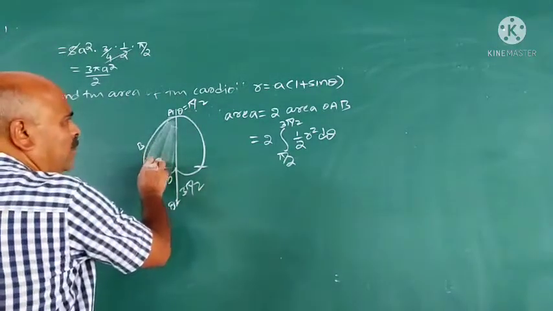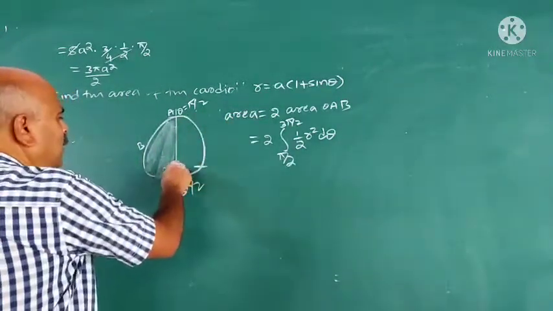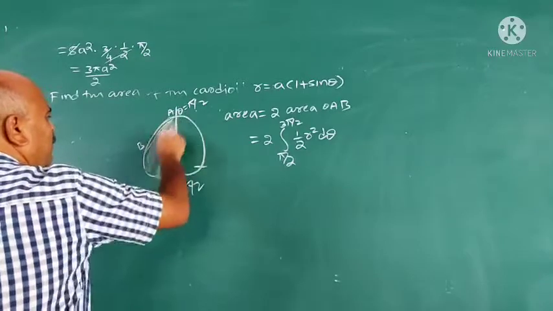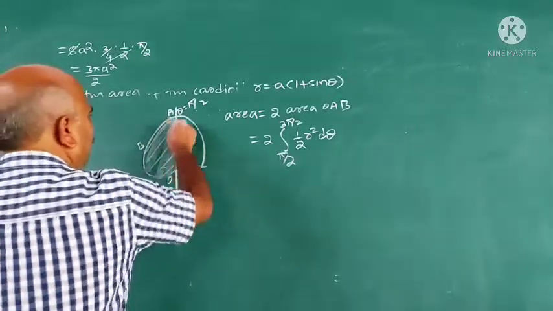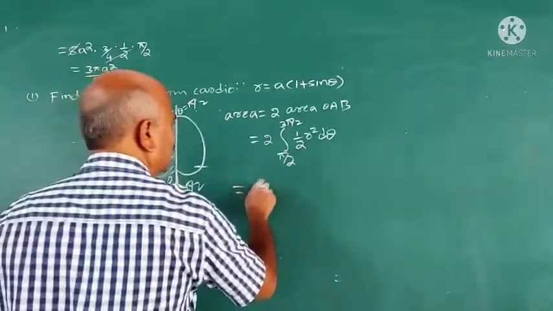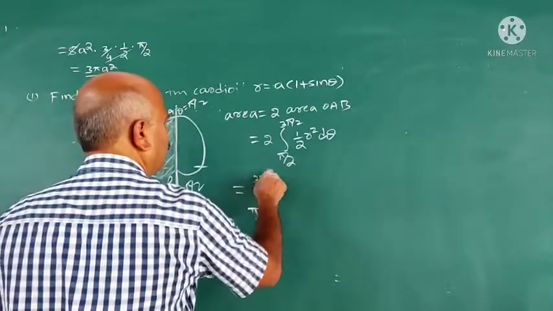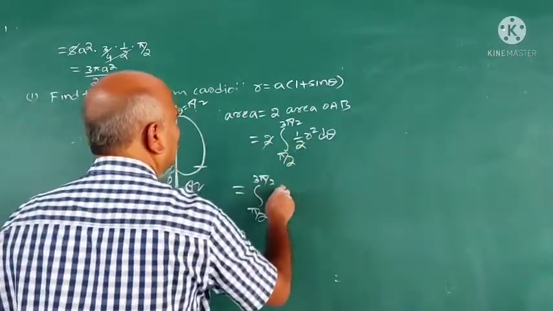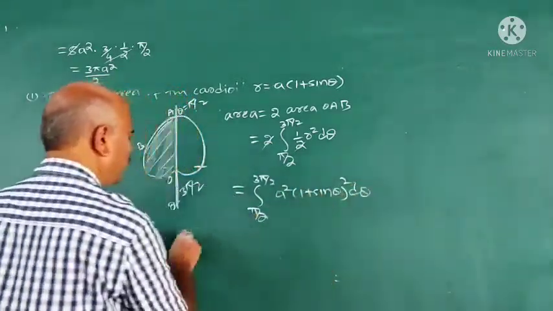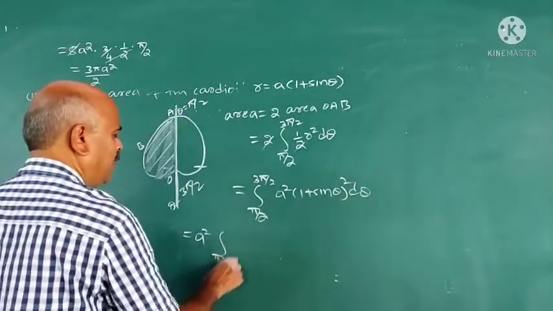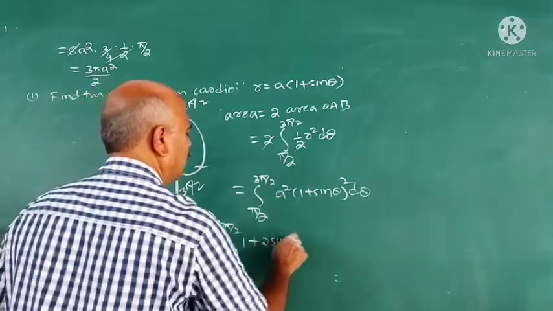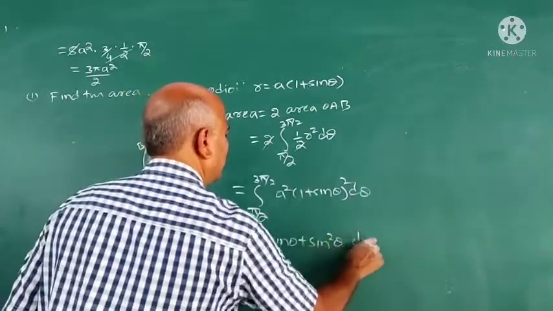First you should know the curve here. I explained that r = a(1 + sin θ) is this. The limits are, this is the line π/2. For this region, what are the lines bounding it? One is π/2, another is 3π/2. So it is π/2 to 3π/2, the 2 cancels. What is r²? a²(1 + sin θ)² dθ. Therefore a² into the integral from π/2 to 3π/2 of (1 + sin θ)², which is 1 + 2 sin θ + sin² θ, with respect to θ.